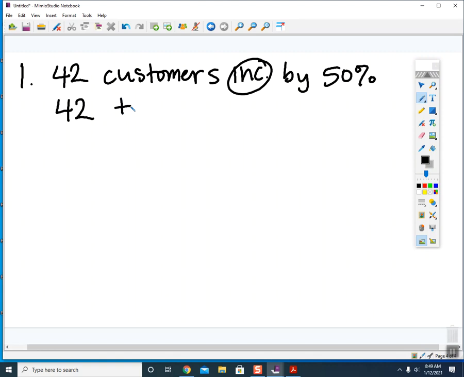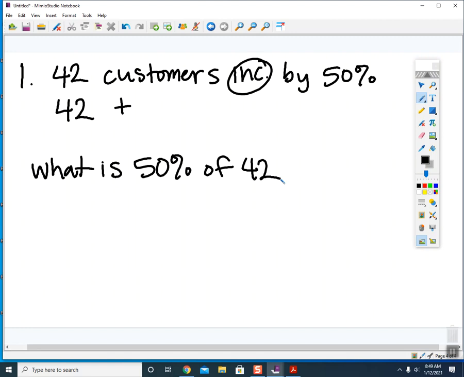So my next step then is to figure out, well, what is 50% of 42? Well, 50% I know is half, right? So if I'm asking what's half of 42, well, 42 divided by 2 is going to give me 21. So 42 plus 21 is 63. So 42 customers increased by 50% is going to bring me to 63. In your puzzle time then, it's going to be the letter Y.